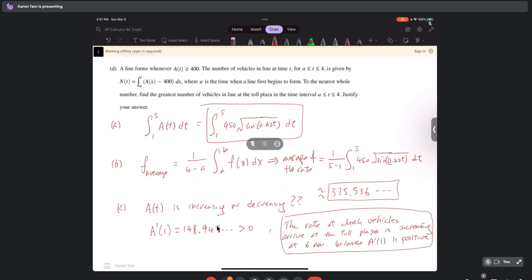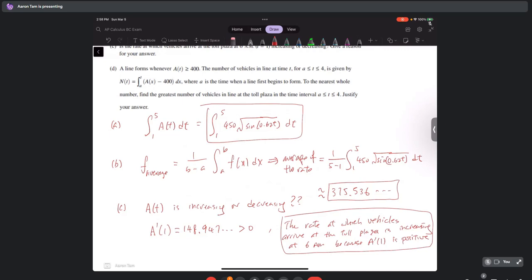So now we can do D. A line forms whenever A of t is greater than 400. The number of vehicles in line at time t, for t between 0 and 4, is given by the function N of t equals the integral from a to t of A of t minus 400 dt, where a is the time when the line first began to form. To the nearest whole integer, find the greatest number of vehicles in line at the toll plaza during the interval from 0 to 4. Justify your answer.